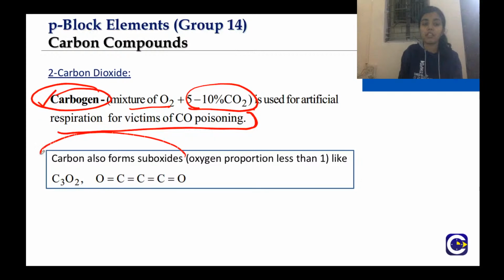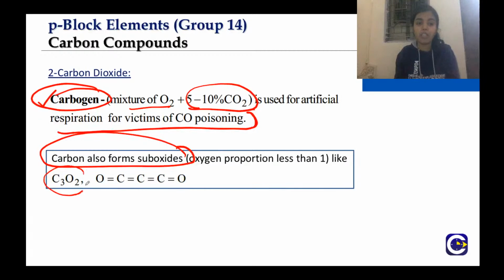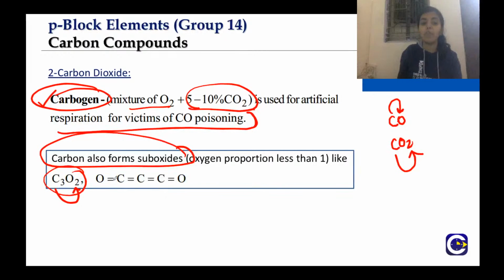As we have already discussed, carbon also has suboxides where the oxygen proportion is less than 1. So here you can see that 3 carbons are having 2 oxygens, right? While in CO and CO2, 1 carbon is having 1 oxygen, and 1 carbon is having 2 oxygens. But here you can see that the number of carbons is more than that of oxygen. Therefore, they are known as suboxides.